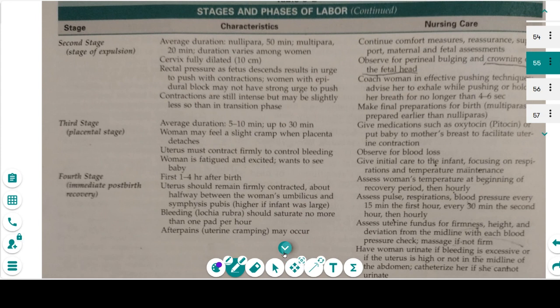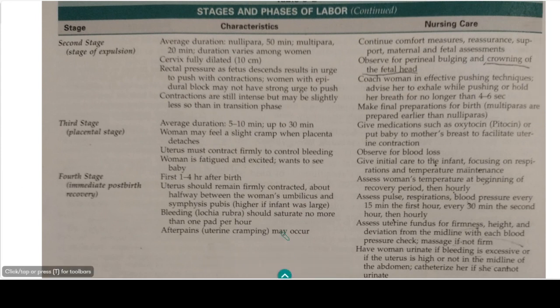Yes, they're going to have some pain. Are people in pain breathing fast? Yes, they are. So this person's fully dilated. Average second stage can be as long as 50 minutes, 20 minutes if they've had multiple babies. It's going to vary among women. They're going to feel a lot of rectal pressure, this urge to push.